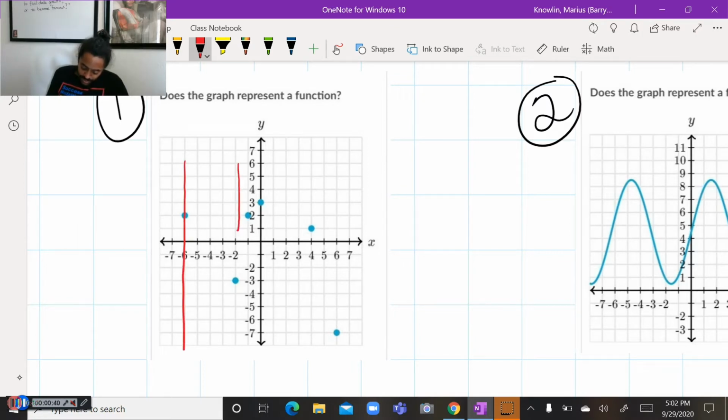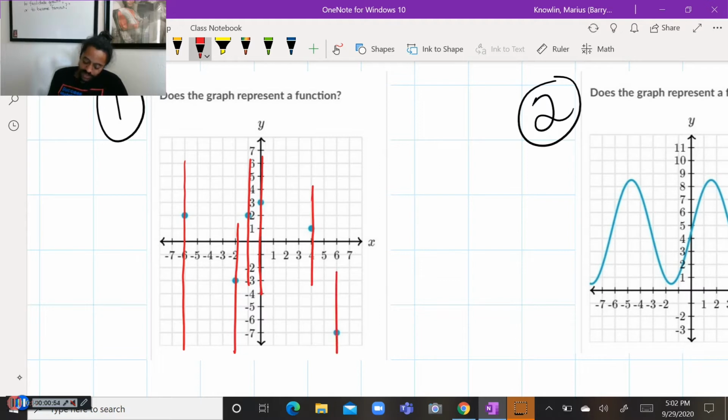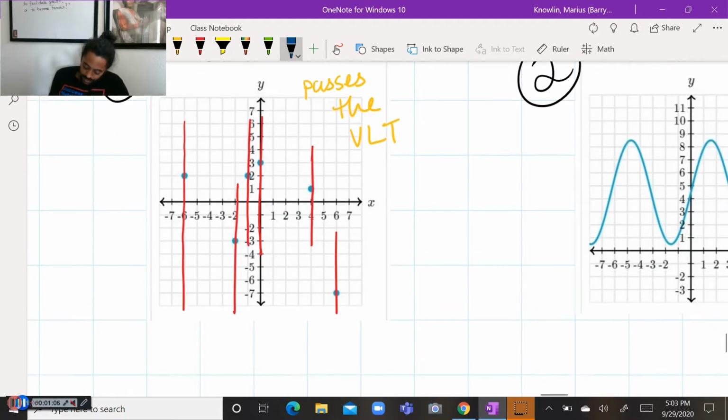If through each point there is only one point, after you draw the vertical line, if there is only one point on each one of those vertical lines, then it's said to be a function. So this passes the vertical line test, so therefore it is a function.